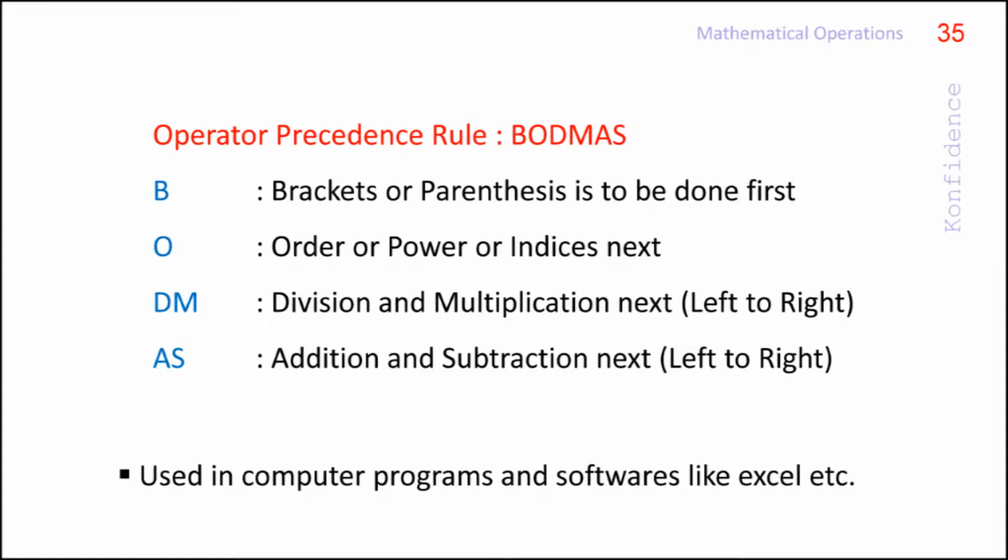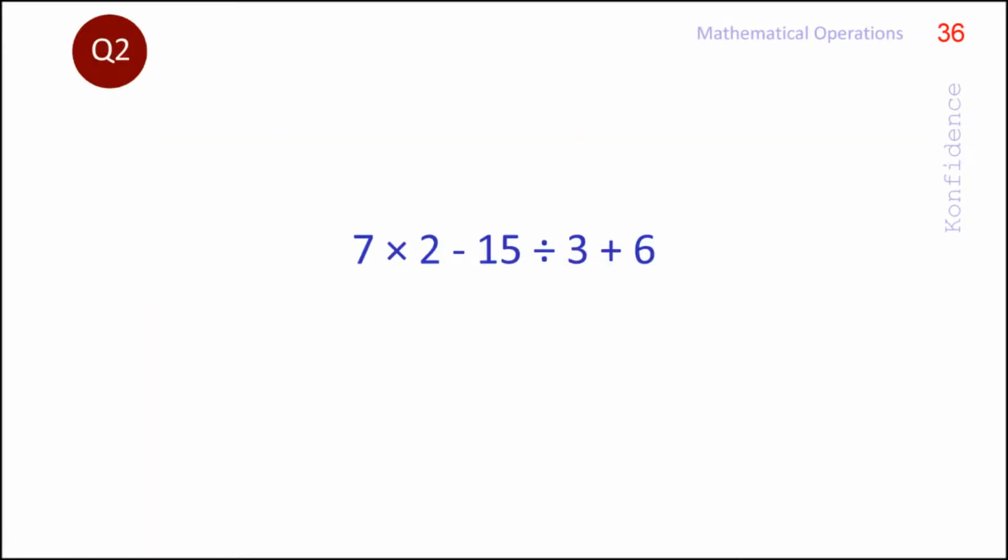These rules are important because it is these rules that are followed everywhere in computer programs and software like Excel, Word, etc. Now let us look at a couple of examples and apply the BODMAS rules. Look at the question Q2 given in the slide. What is the value of 7 into 2 minus 15 divided by 3 plus 6?